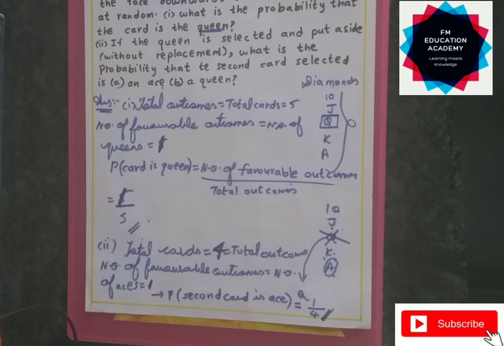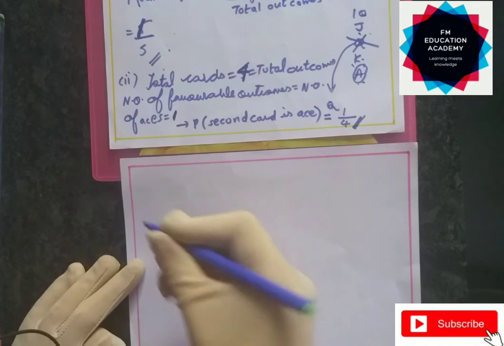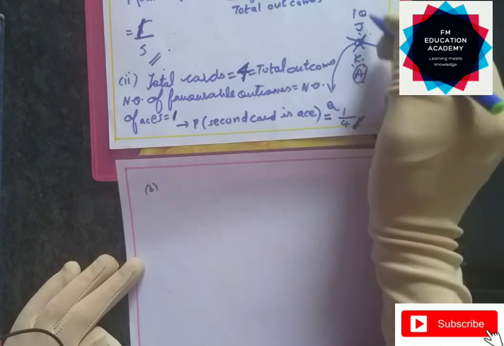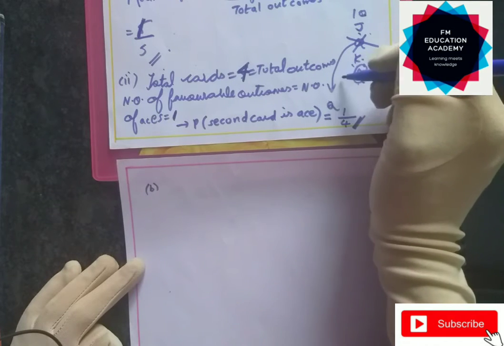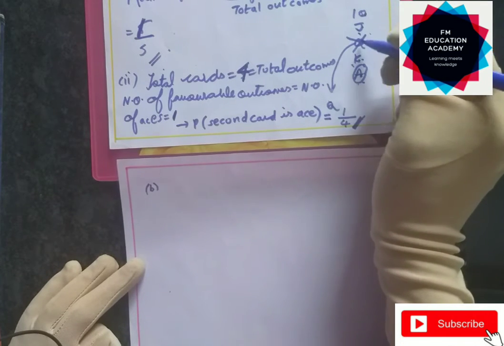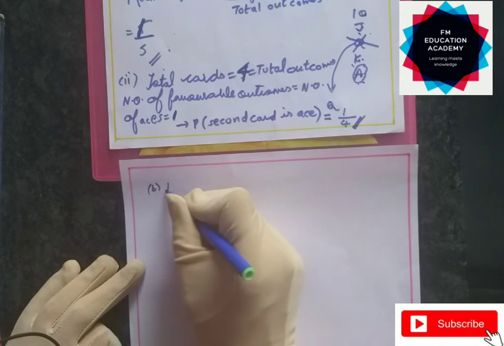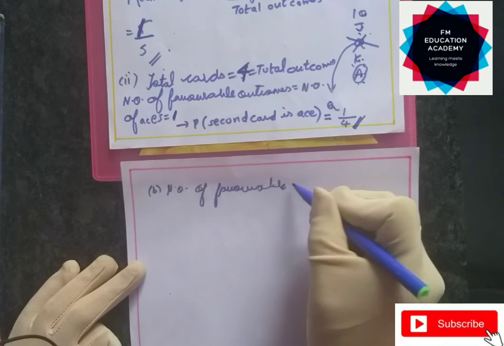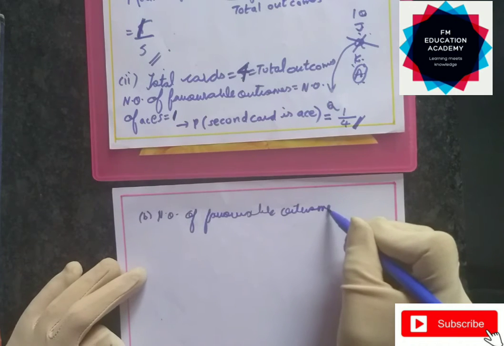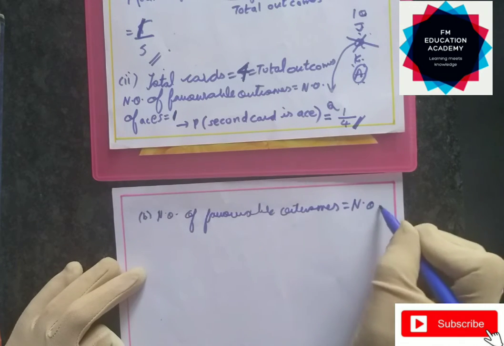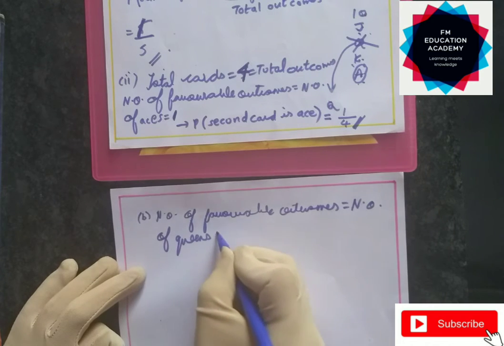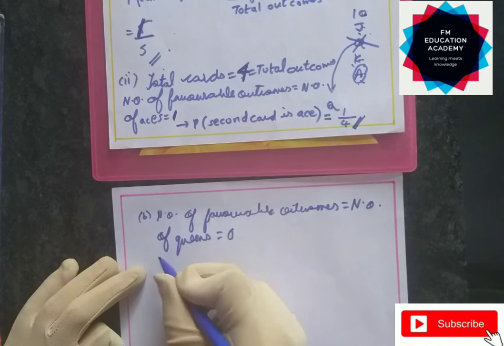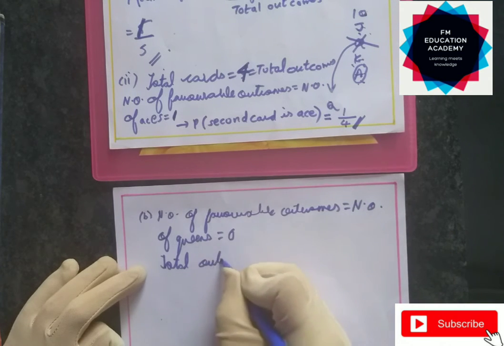Now let us move to the second bit. If you observe, what is the question being asked? What is the probability that it is a queen? After taking out the queen from this group, is there any queen left? No. There is no queen left. See here, 10 is there, jack is there, king is there, ace is there. After taking out the queen, there is no queen left. So the number of favorable outcomes, the number of queens in the B bit, is 0. Why 0? Because there are no queens left after I take out one queen. And how many total cards are there? 1, 2, 3, 4. Only 4. So total outcomes are 4.